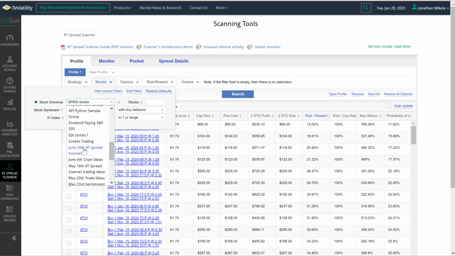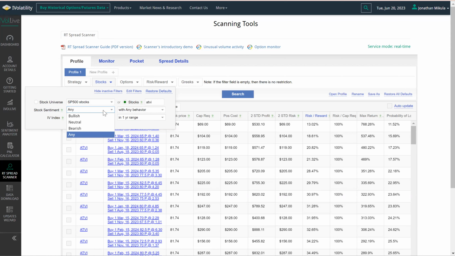When you're just starting out, I would leave all of these as is. They're defaults for a reason. But again, as you get pretty advanced, you could decide if you only want to look at results. The stock, do you want to filter for stock sentiment that's bullish, neutral, bearish, or any? Again, for now, we'll keep any. Do you want it to be with volatile, quiet, or any behavior? For now, any. IV index, do you want it to be low, normal, or dear? Well, we already know that Activision is dear. It's expensive right now for its IV index, so we'll leave any.